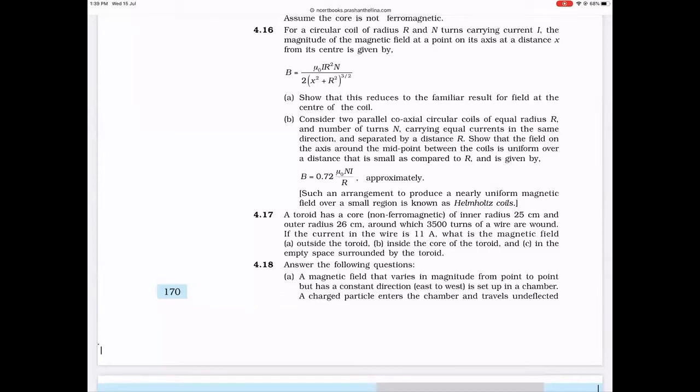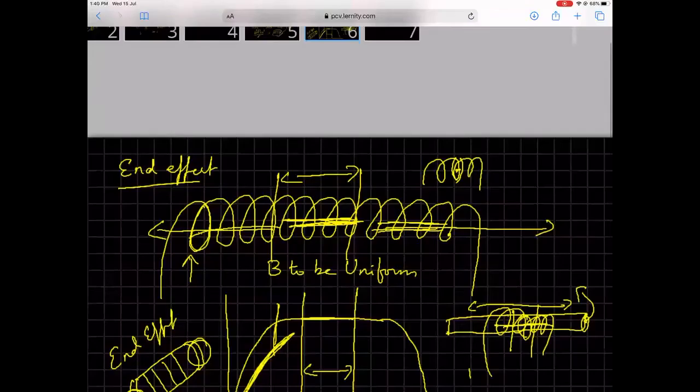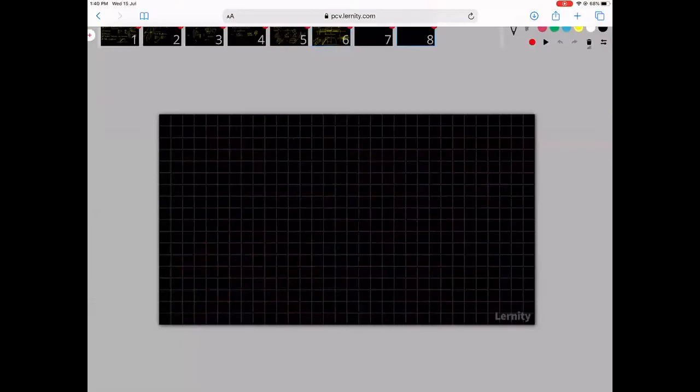Now the next part is the important part. Consider two parallel coaxial circular coils of radius r and number of turns n carrying equal current in the same direction and separated by a distance r. Show that the field on the axis around the midpoint is uniform. So first draw the diagram and then work. These are what are known as Helmholtz coils. This is how the diagram will look.